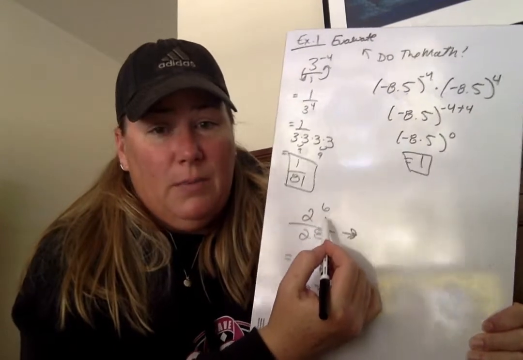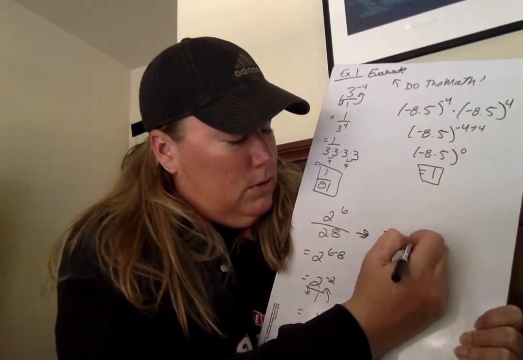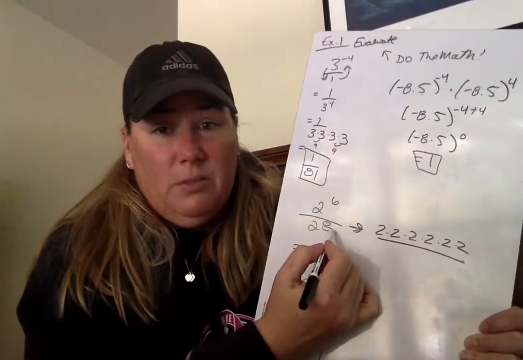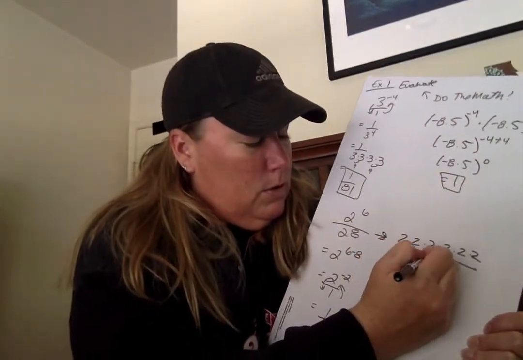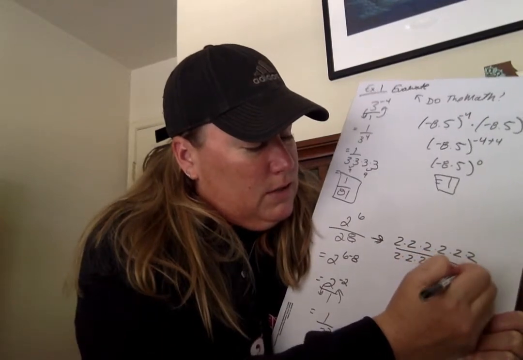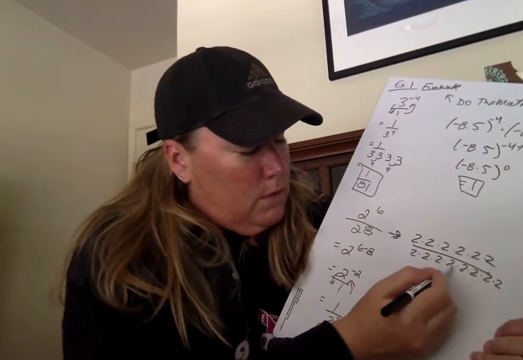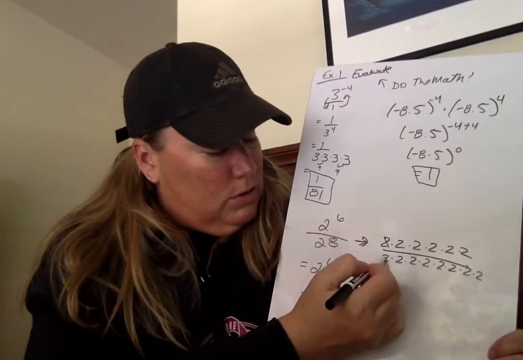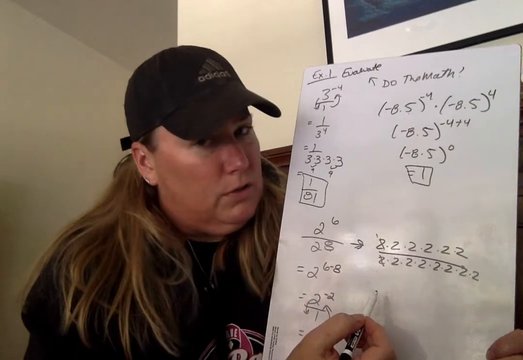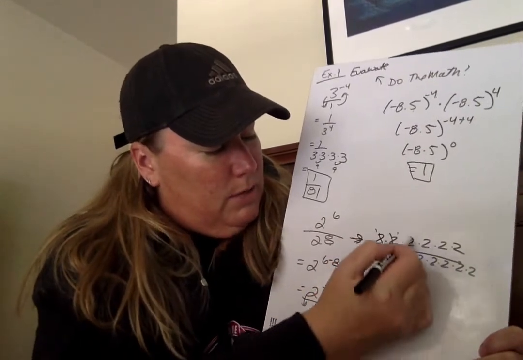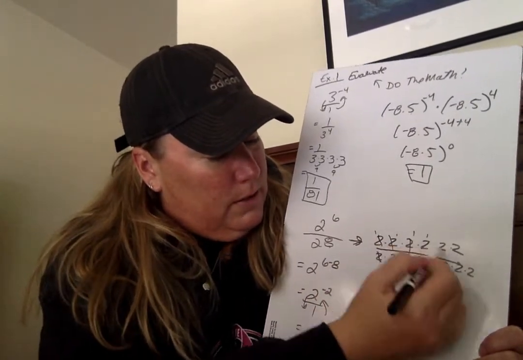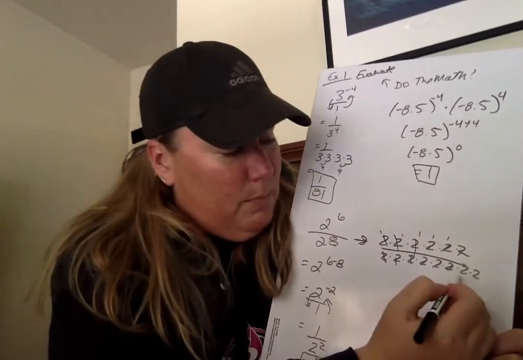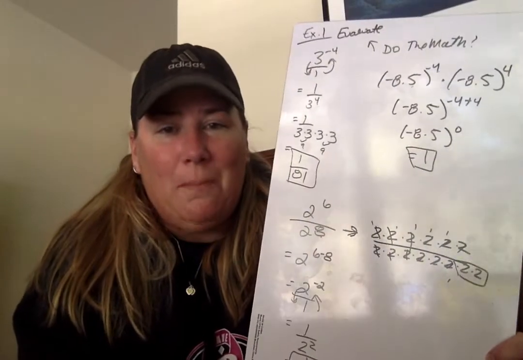How many 2's do we have on top? 6. 1, 2, 3. 1, 2, 3, 4, 5, 6. How many do we have on the bottom? 8. 5, 6, 7, 8. Okay. And do the 1-for-1 simplification. So 2 divided by 2 is 1, but you don't need to put those ones there. And you keep doing it until you run out of 2's. And you ran out of them on the bottom.